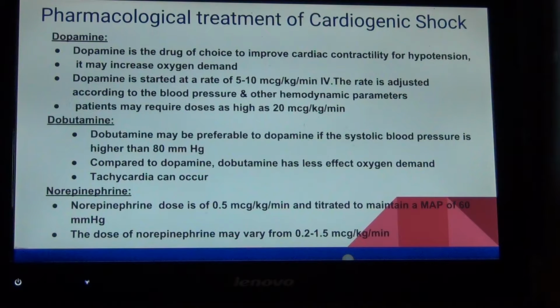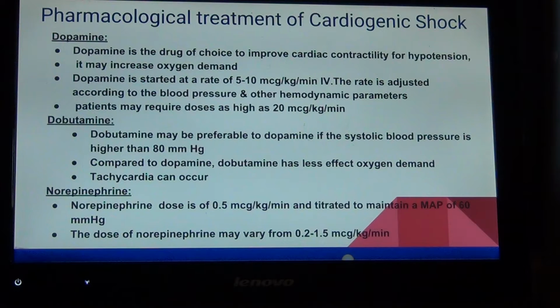Dobutamine may be preferred over dopamine if the systolic pressure is higher than 80 millimeters of mercury. Compared to dopamine, dobutamine has less effect on the oxygen demand, but dobutamine can cause tachycardia.